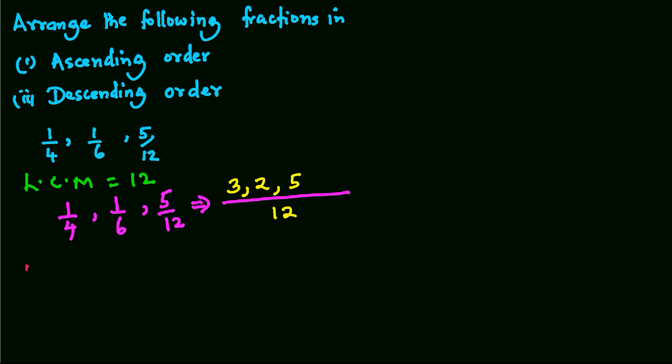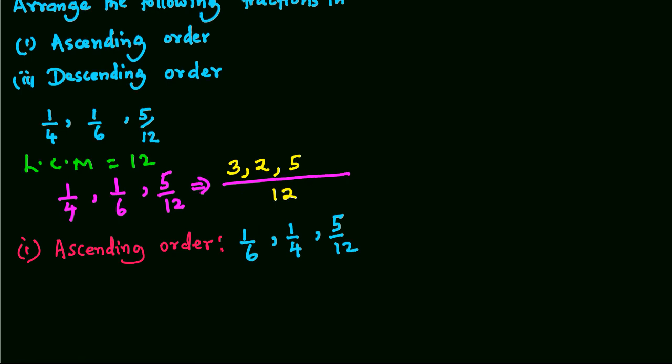And therefore, in ascending order, the fractions are one over 6, which is represented by 2/12, then a quarter represented by 3/12, and finally 5/12.